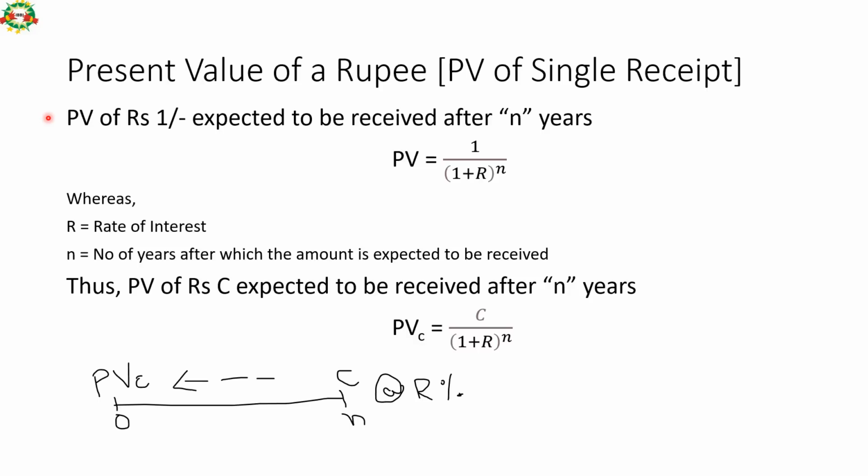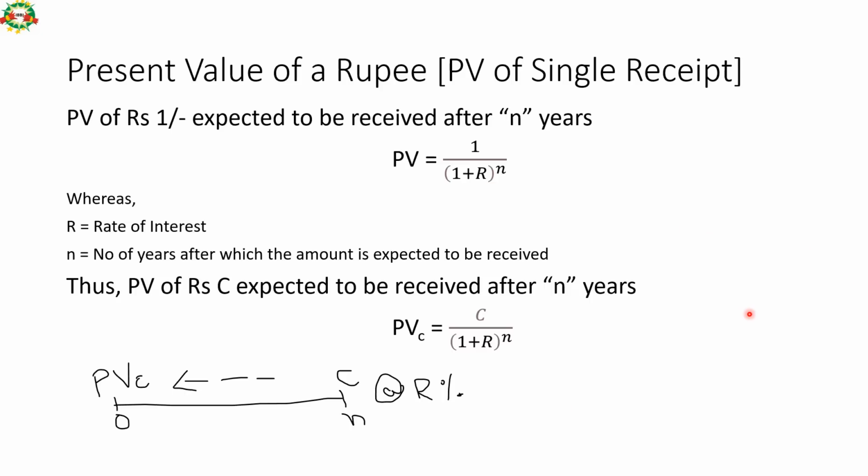Now let us try to understand how to calculate the present value of 1 rupee invested with a single receipt. We have already learned this formula. The present value of 1 rupee invested is nothing but 1 divided by (1 plus r) raised to power n. And if we talk about, say, the present value of 10,000 rupees, a certain amount C which remains invested for n years, and the rate of interest is r percent, then the present value of this amount C today is PVC. This is the formula. Both formulas are similar.